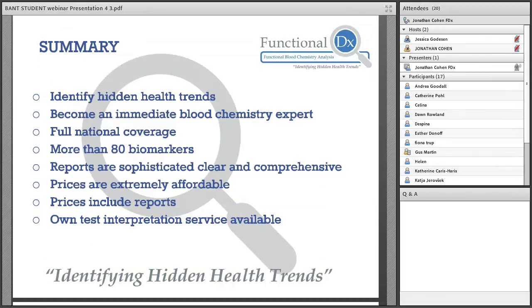So let me summarize. We're identifying hidden health trends. You could become an immediate blood chemistry expert. In fact, you will become one, because the report is doing it all for you, and you'll be continually learning all the time. There's full national coverage. We've got more than 80 biomarkers at your disposal. You've got sophisticated, clear and comprehensive reports. Prices are extremely affordable. They include reports, and we have our own test interpretation service.